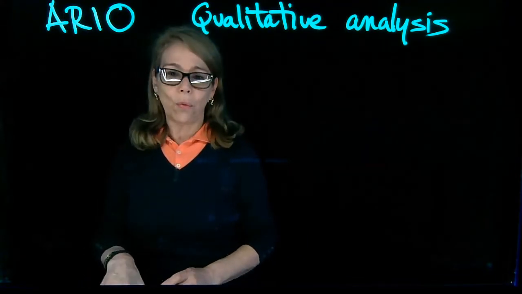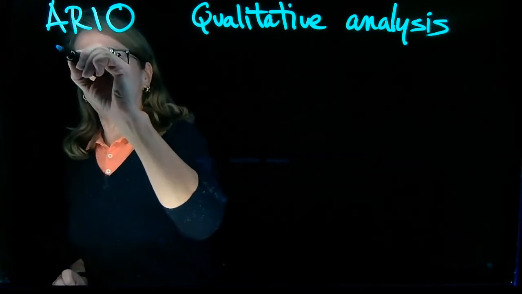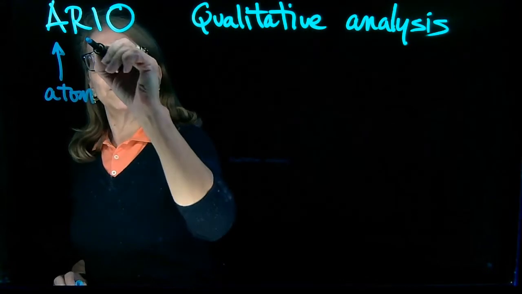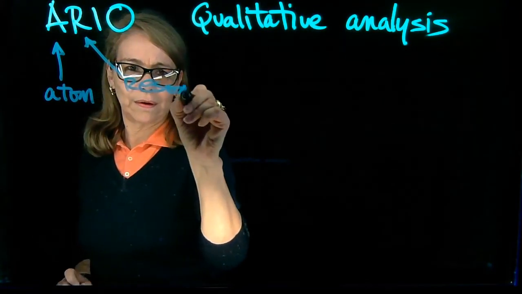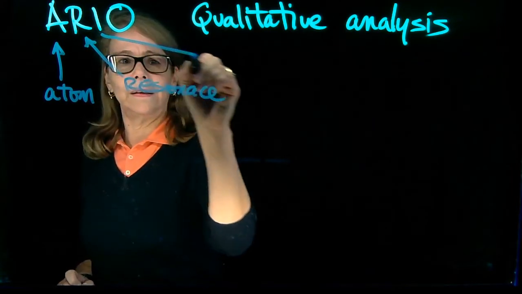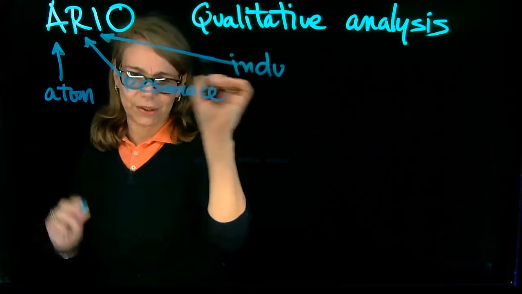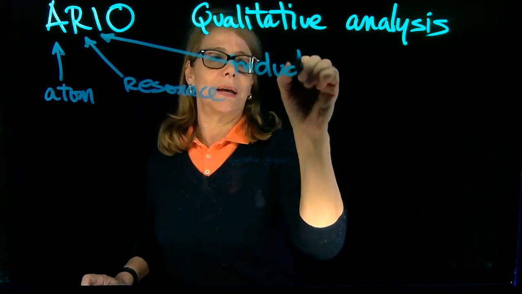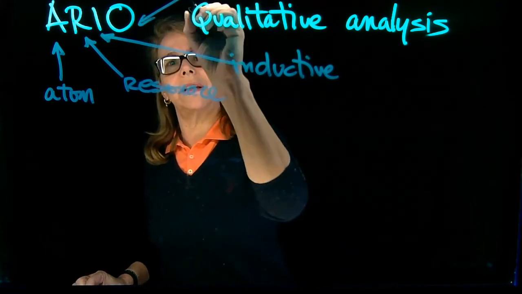So let's see what each of these letters mean. This stands for atom. This is resonance effects. This is inductive effects. And I'm going to explain in a minute applied to what. Inductive. And this right here is orbital.